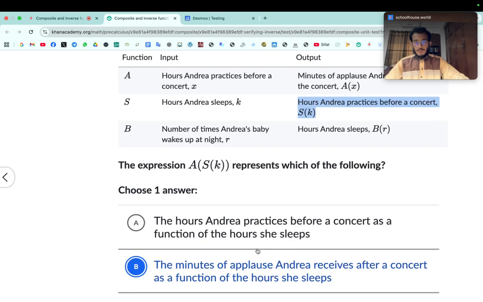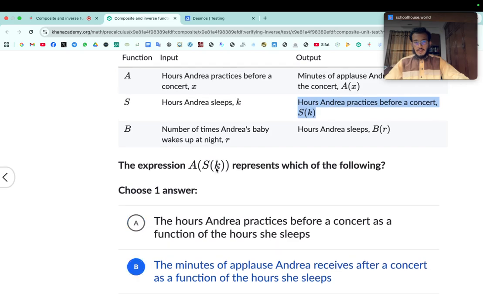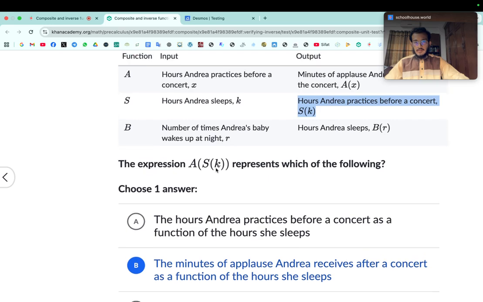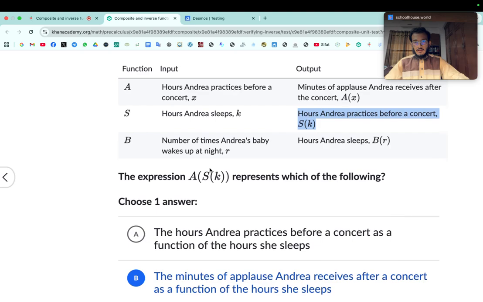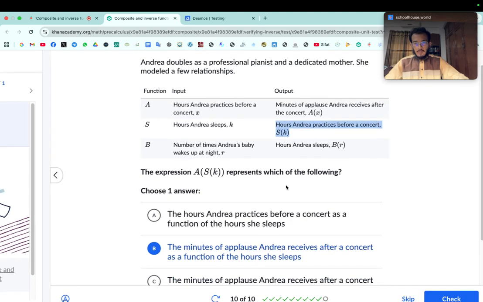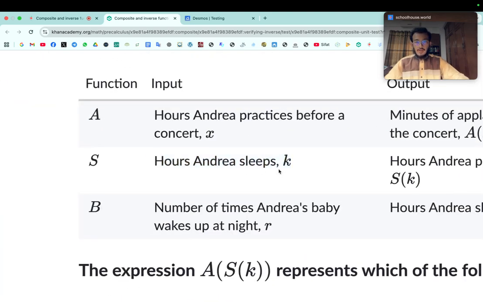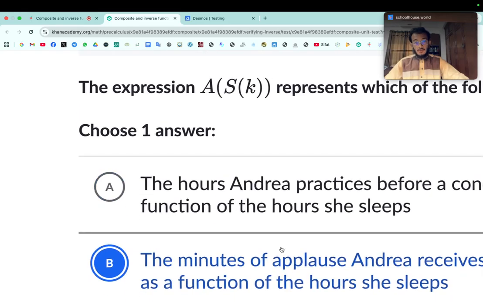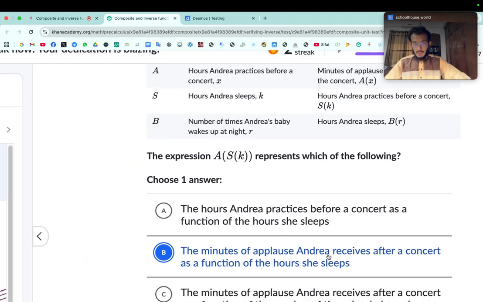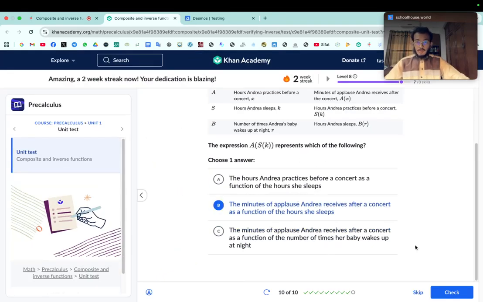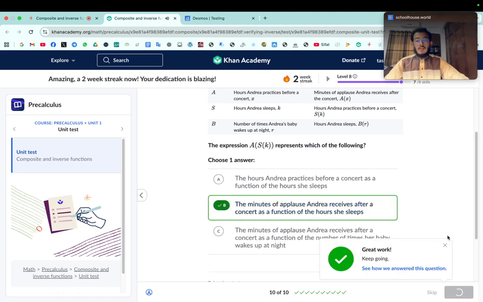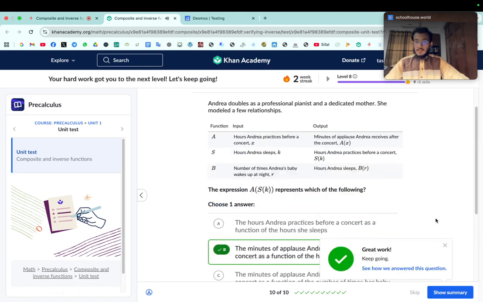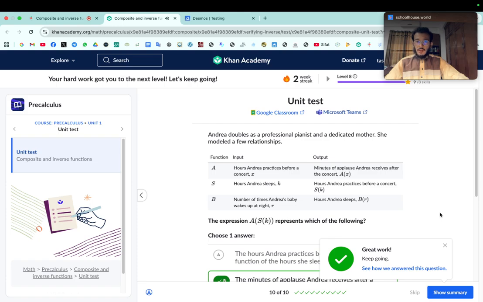So S of K represents, oh, this is not the output, this is the input: hours Andrea sleeps. So B is what aligns with our requirement, and that is the answer. And that is the end of our unit test.